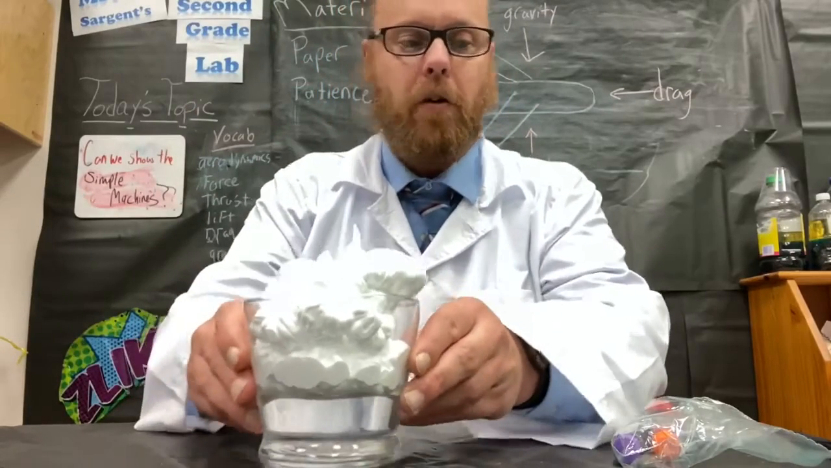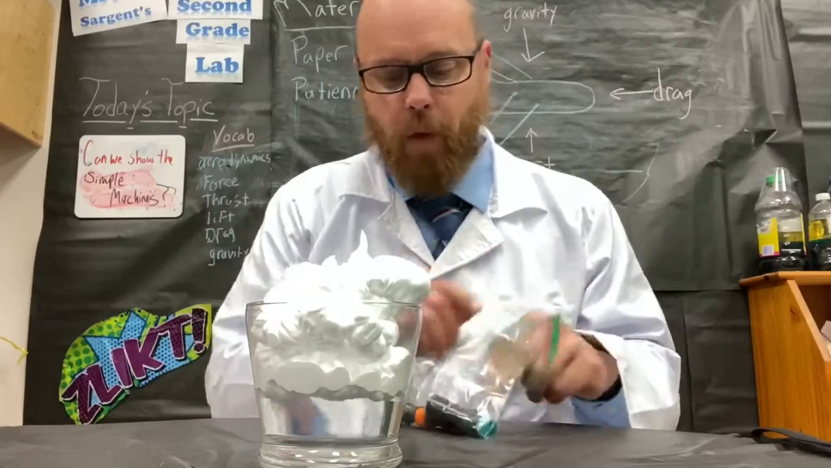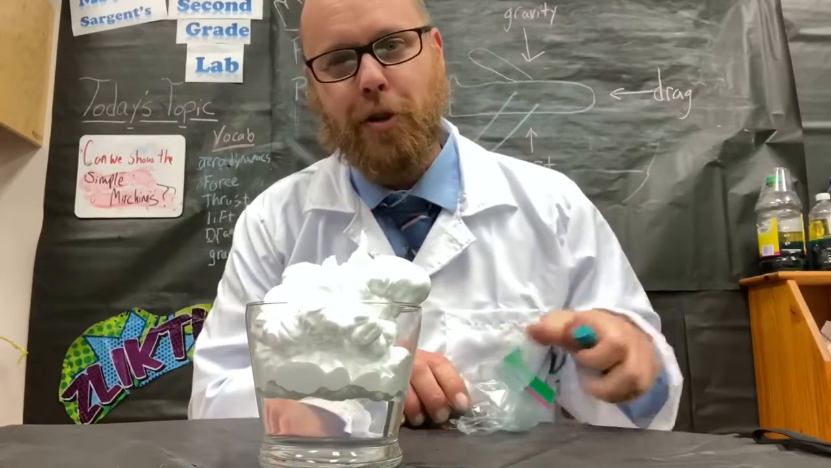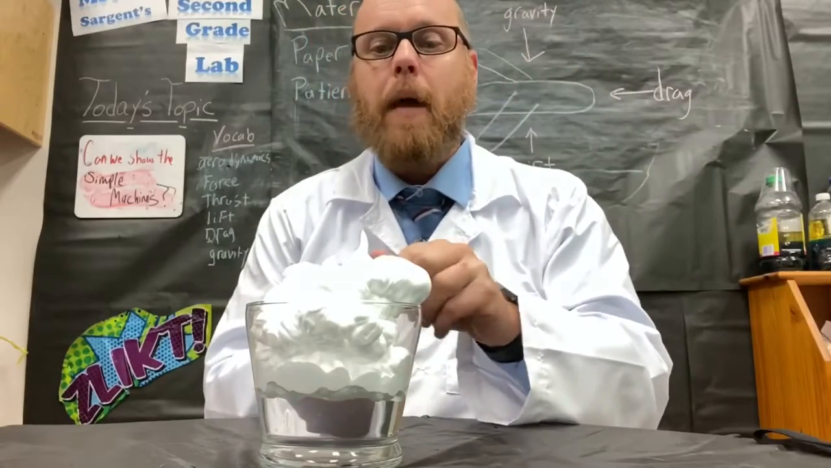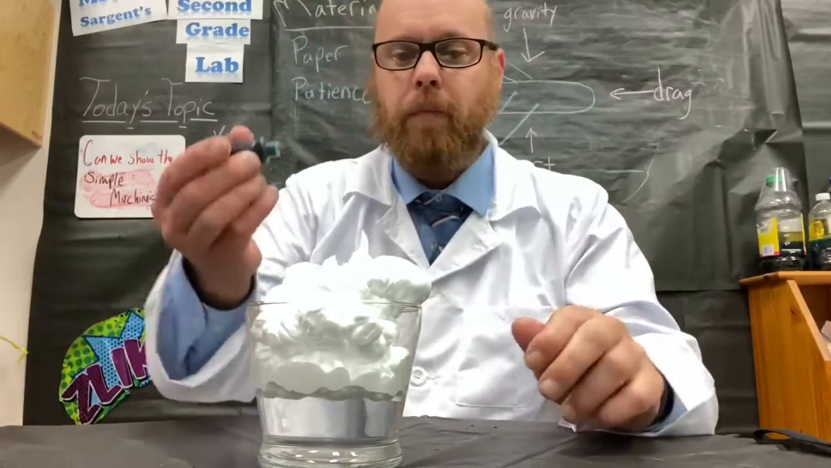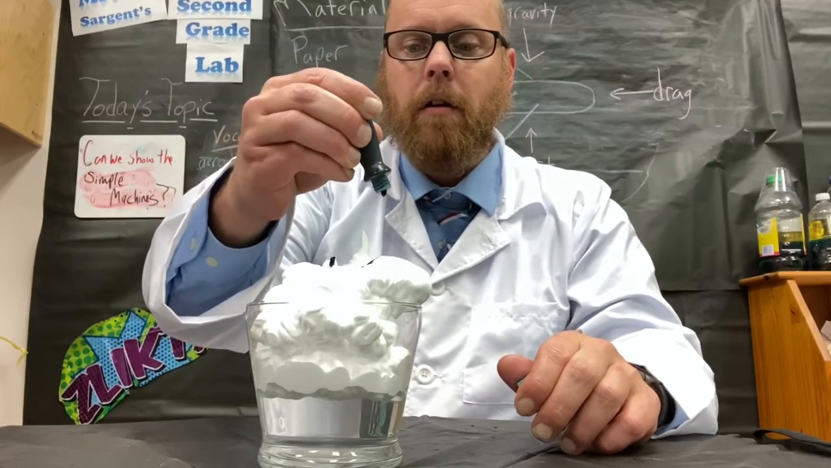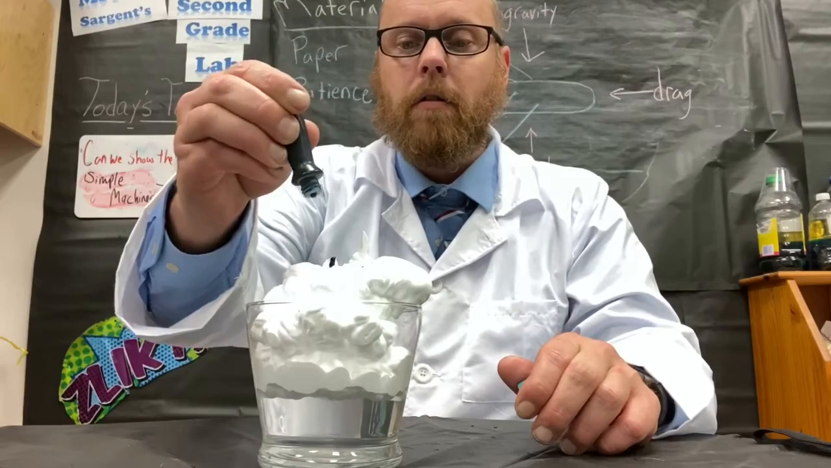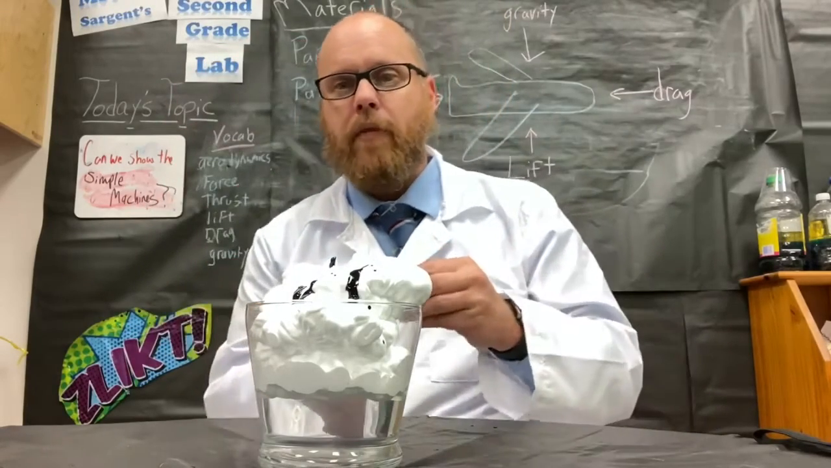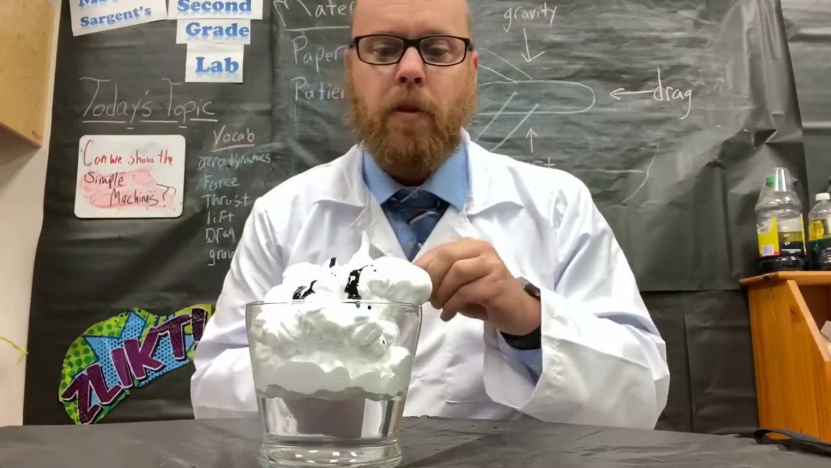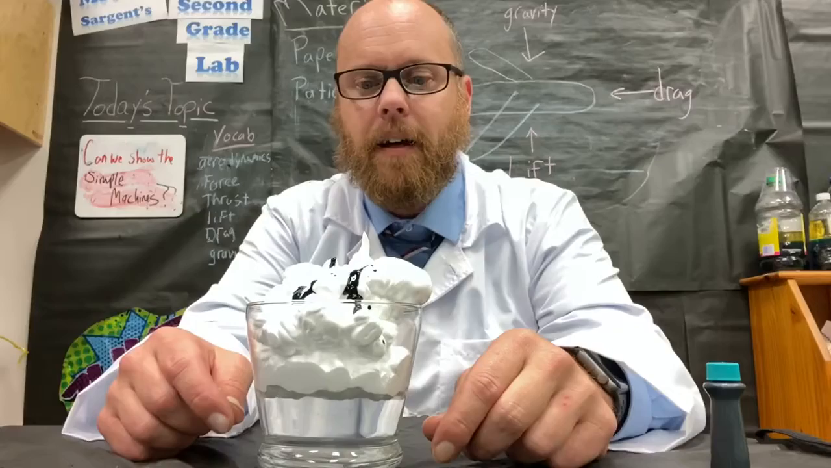So what we're going to do now is take our food coloring, and of course, I'm going to choose blue because it's going to show up very nicely. And we're going to take a few drops and place it on the shaving cream. Let's see what happens. Okay, so I have a few drops there. I just placed it and, well, nothing's happening yet, is it?